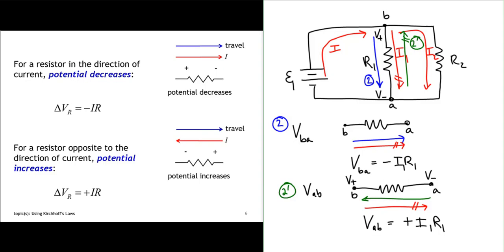So here's the moral of the story on this one. The thing to remember is this. When you analyze the potential difference across a resistor in the direction of the current, the potential decreases. So it's a minus current and resistance. On the other hand, if you analyze across your resistor in a direction opposite the direction of the current, the potential increases, going from low to high, and that's equal to the positive product of the current and the resistance.